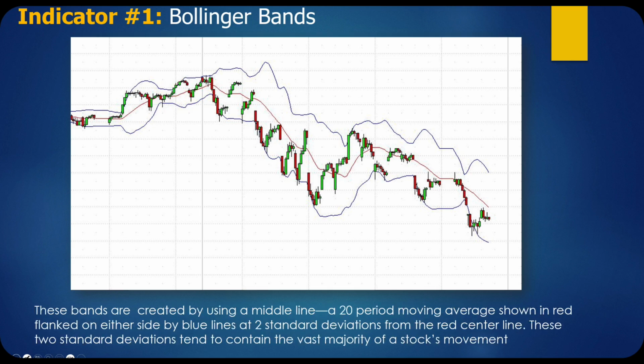These bands are created by using a middle line. So the middle line there, the red line, is a 20-period moving average, and it's flanked on either side by blue lines at 2 standard deviations from the red center line. So these 2 standard deviations tend to contain the vast majority of a stock's movement, and you can see that by looking at this.